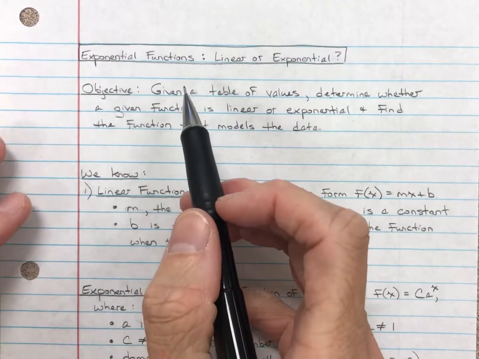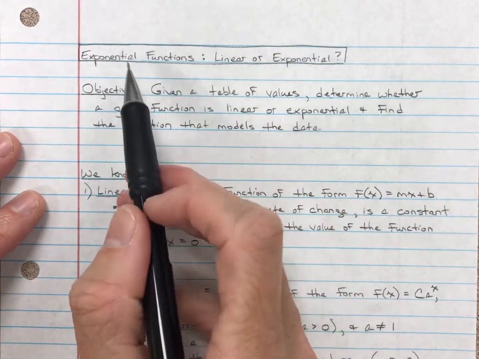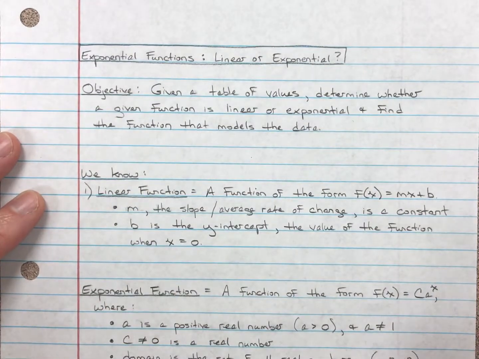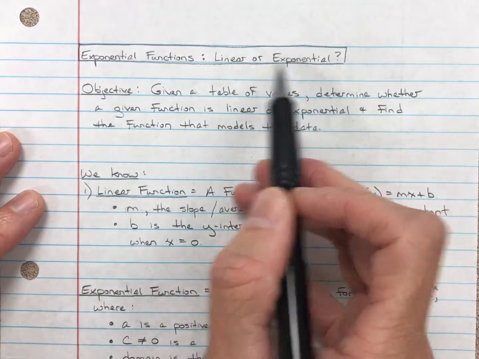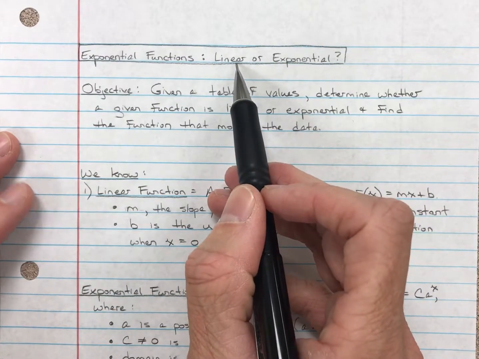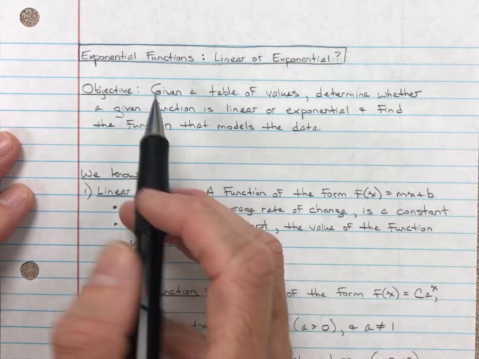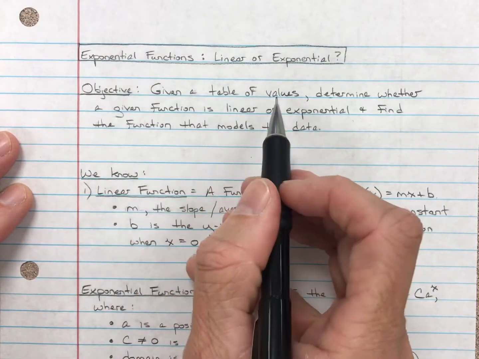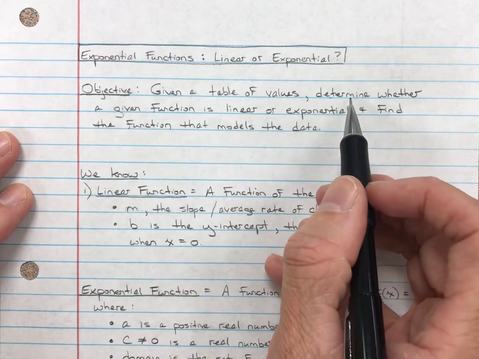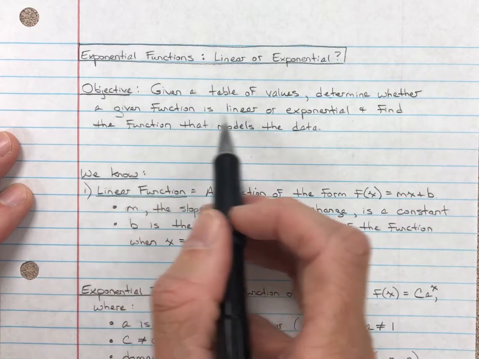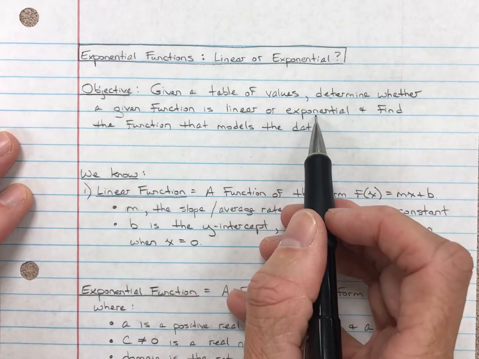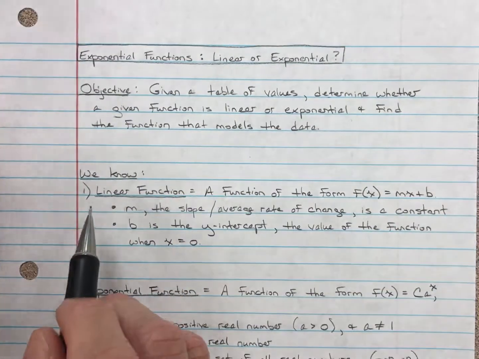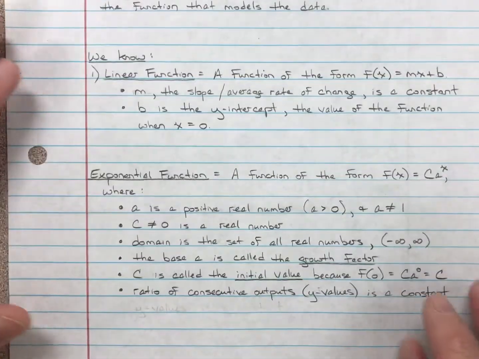We're going to start a series of video lectures on exponential functions. And we're going to begin by comparing exponential functions to linear functions to see what the differences are. So our objective here, given a table of values, determine whether a given function is linear or exponential, and find the function that models the data.